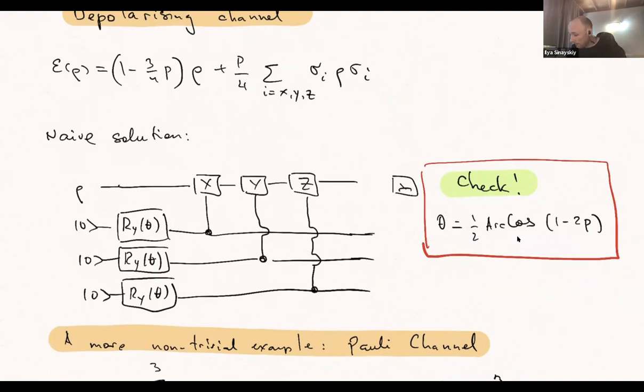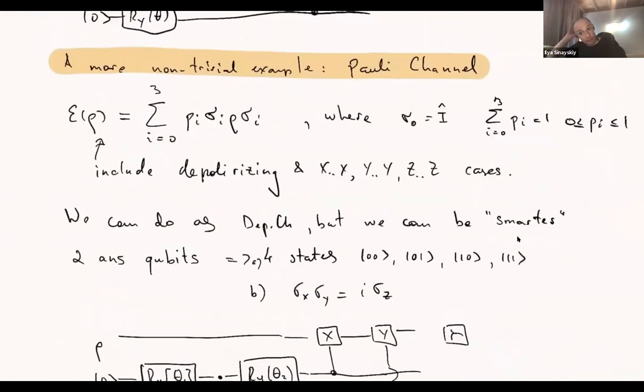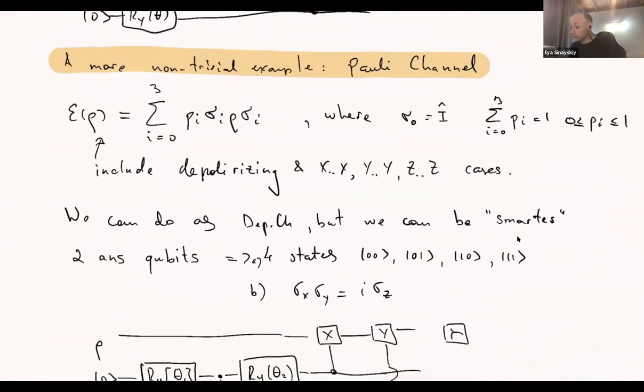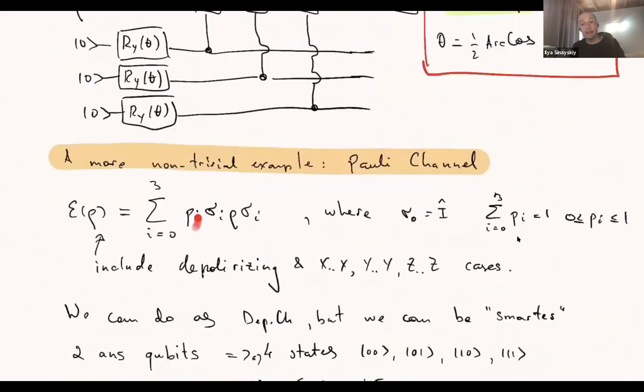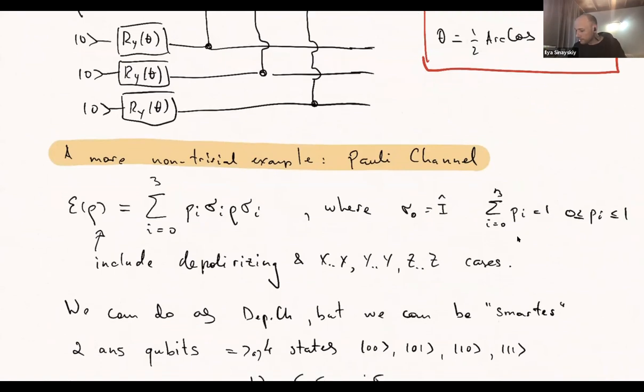Okay, and I think the last example which I'm going to show you, which is a little more non-trivial, and I'm not even going to write the answer, is called the general Pauli channel. What is the general Pauli channel? You have the identity term, XX, YY, ZZ, but here all the probabilities are different and you can control them. So sigma zero in this notation is the identity matrix, and all the probabilities of course sum up to one, and they are bounded numbers between zero and one, okay?